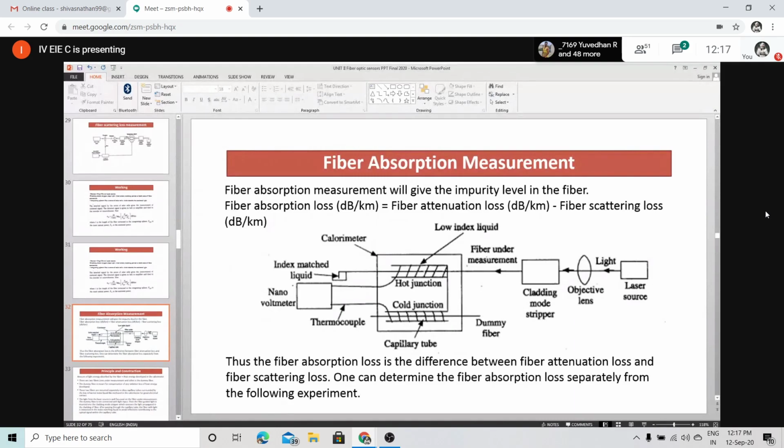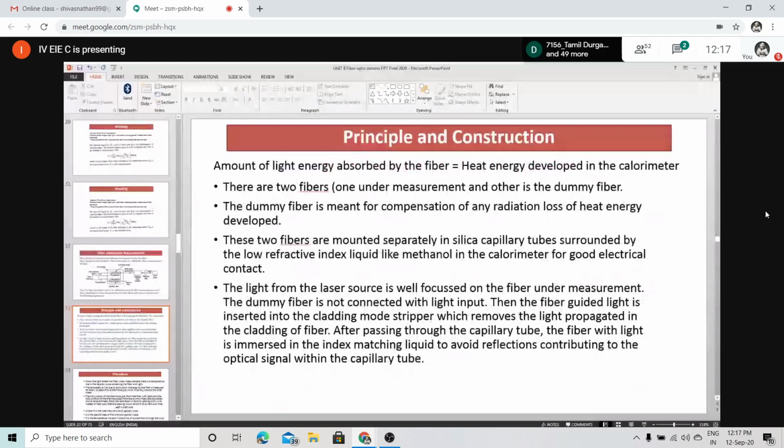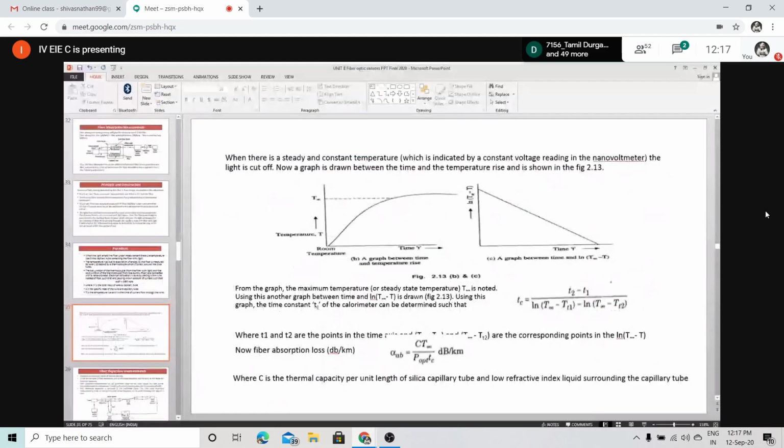So we are going to have a total setup of a calorimeter. Clear? And this calorimeter will be surrounded by an index matching liquid. The purpose of the index matching liquid is, again, to compensate for my cladding medium. You know about it, correct? And you have a dummy fiber and a measurement fiber and so on, and you all must have understood how the working is.